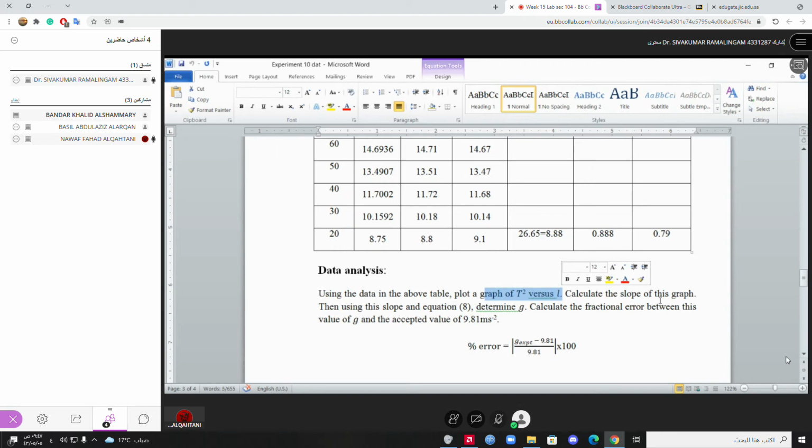Doctor, to get the delta X, can you please remind me? Take the maximum value minus the minimum value divided by the number of units in the particular direction. For the X and Y also? Yes, both.